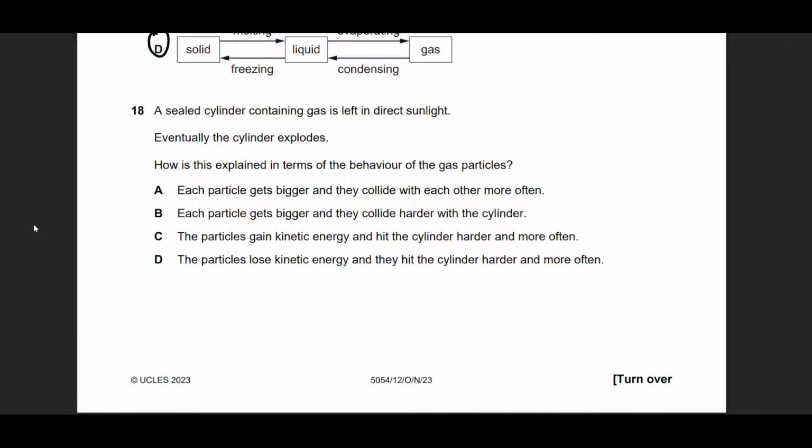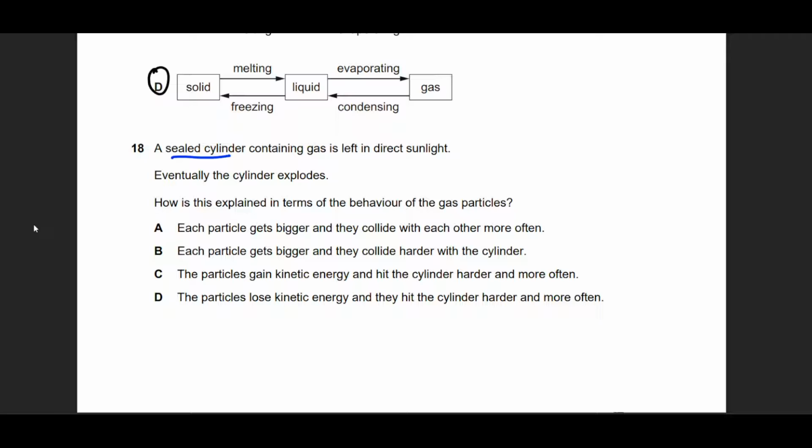Question number 18. It's an interesting question in terms of the vocabulary it uses, and it is repeated in some questions elsewhere. A sealed container means that there is no leakage. And when there is no leakage, it means that the mass is not changing. Why are we interested in the mass not changing?